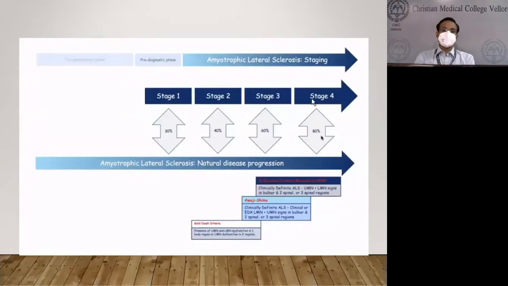So stage 1, stage 2, stage 3, roughly they say that 30% of the neurons are affected in the pre-diagnostic phase. Stage 2, when they reach the clinician first point of contact, 40% are reduced. By stage 3, stage 4, 80% of the motor neurons are getting damaged. So with the old criteria, we were diagnosing them later here, while with the newer criteria, we are diagnosing them a little more earlier.